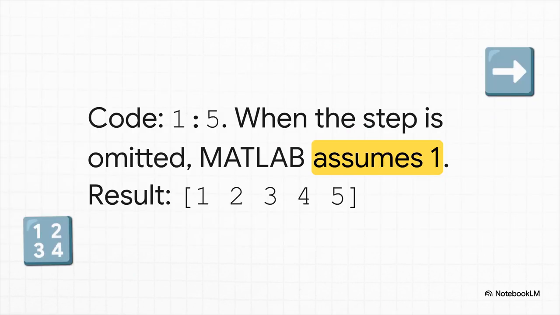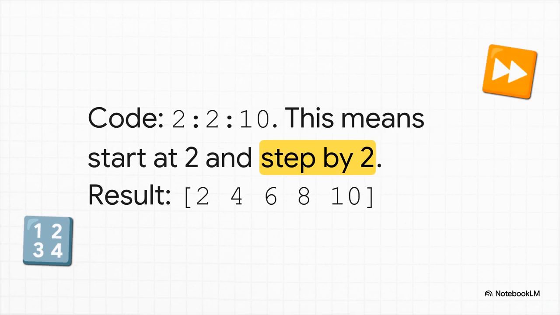Let's look at a really easy case. If you just type 1:5, MATLAB gives you all the integers from 1 to 5. Now notice we left out that step value in the middle. When you do that, MATLAB just assumes you mean a step of 1. Okay, now let's specify a step. The code 2:2:10 means start at 2, count by 2s, and stop at or before you get to 10. And what does it give us? All the even numbers up to 10.